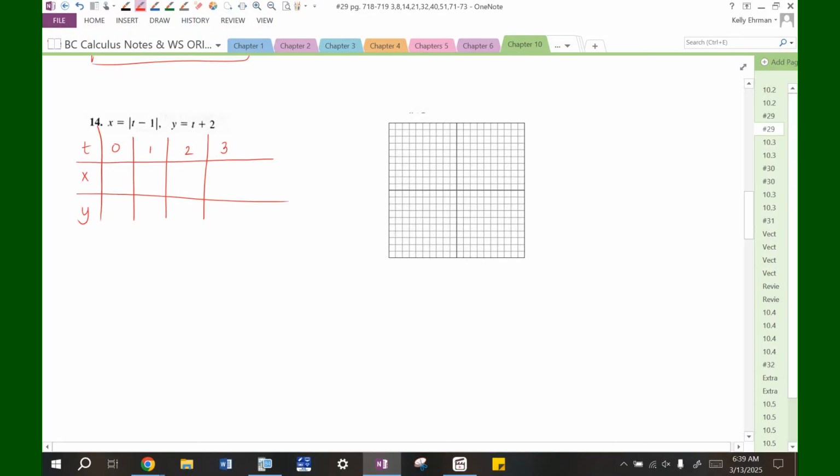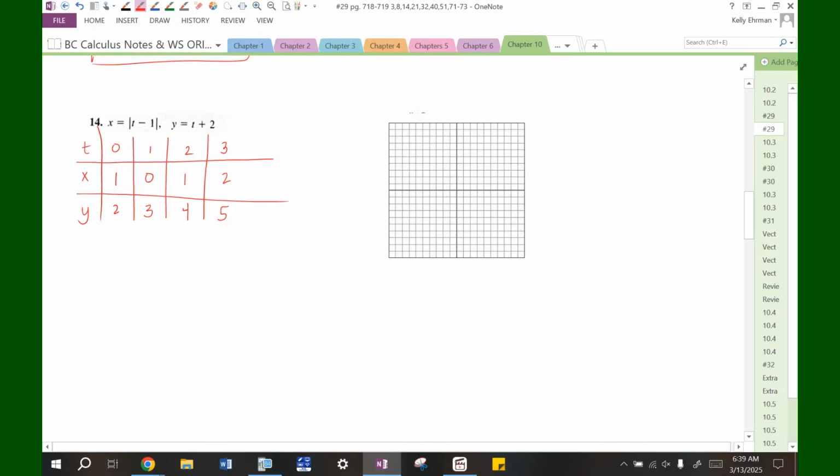0 through 3. When I put in 0, I get the absolute value of negative 1, which is 1. 0 plus 2 is 2. 1 minus 1 is 0. 1 plus 2 is 3. 2 minus 1 is 1. 2 plus 2 is 4. 3 minus 1 is 2. 3 plus 2 is 5.